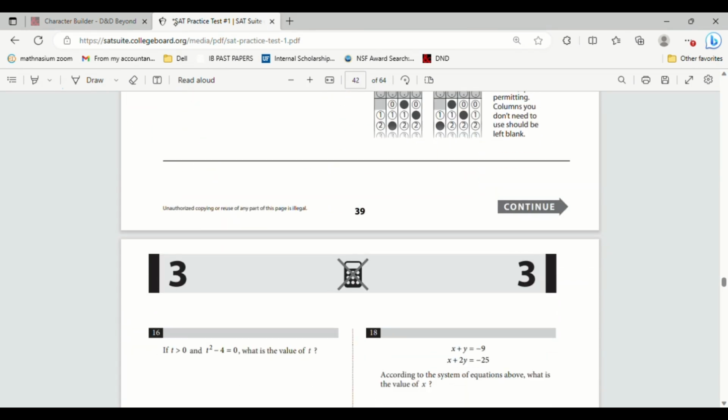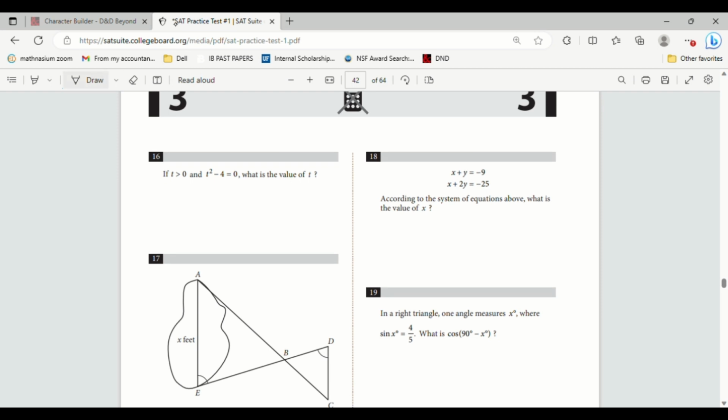So now we're going into the filling in response questions where you write your own answer. You're not given choices, so these questions are usually going to be slightly easier than the last couple multiple choice questions. So number 16, let's see, here we go.